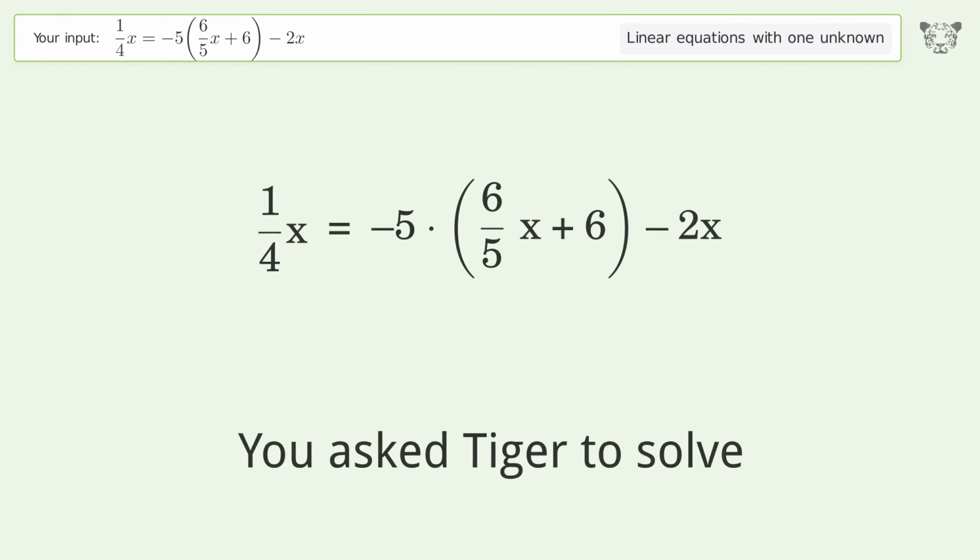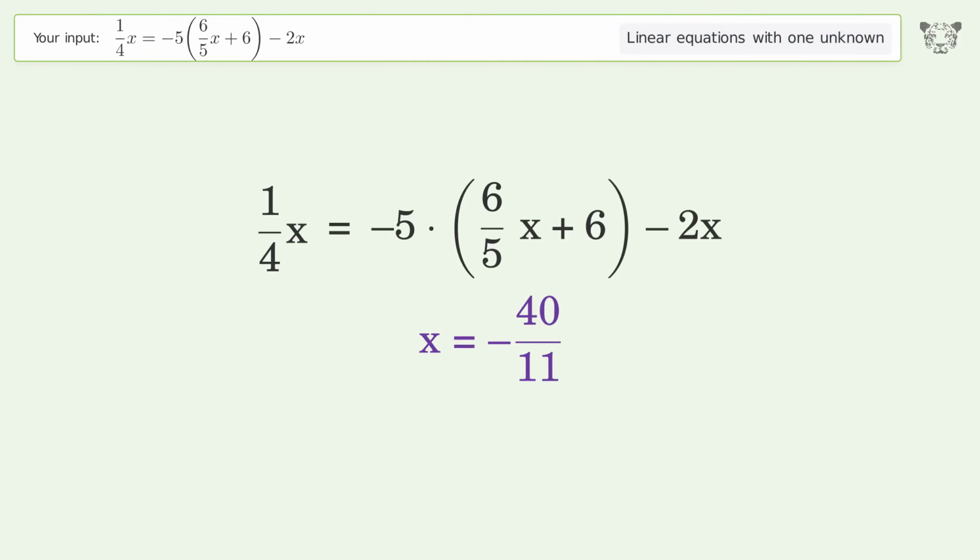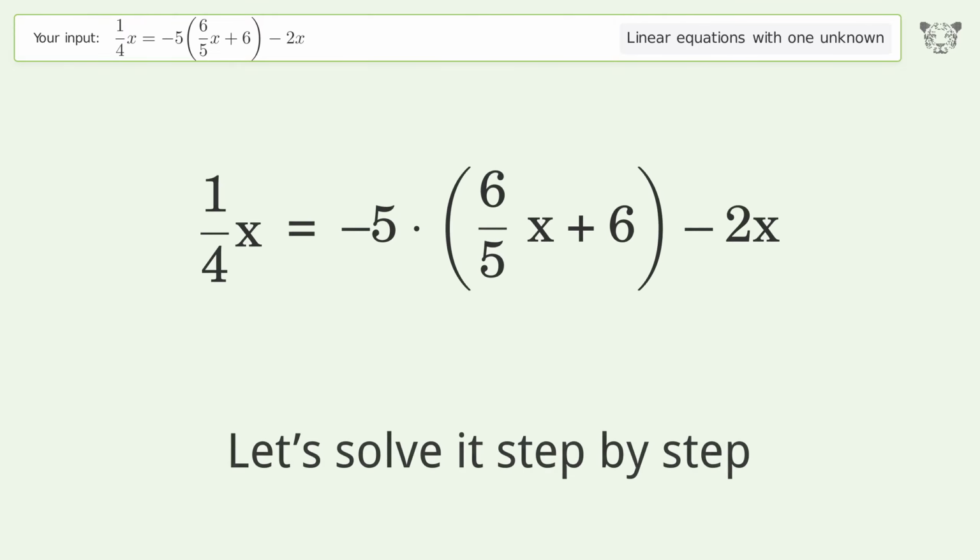You ask Tiger to solve. This deals with linear equations with one unknown. The final result is x equals -40/11. Let's solve it step by step.